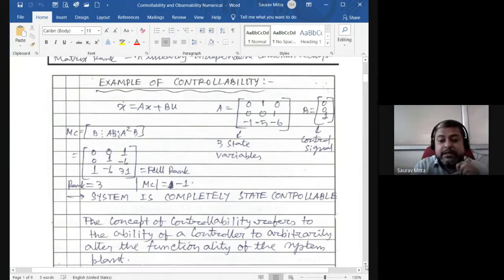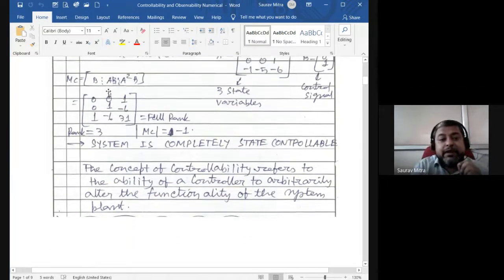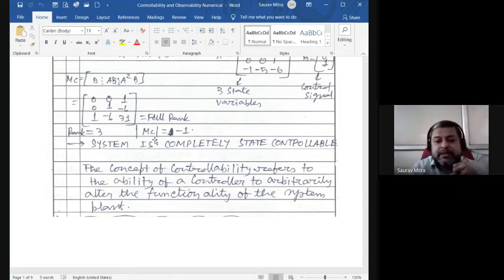After you find the controllability matrix MC, find its rank. Finding its rank, the first 2 terms are 0, the third term is 1, and this is minus 6, 0, so this is minus 1. Whether it is minus or plus, it doesn't matter, but the determinant of the controllability matrix should not be 0. It should be non-zero. If it is non-zero, that means the system is completely state controllable. As soon as you find that the determinant is non-zero, any value, positive, negative, anything will do, the system is completely state controllable.